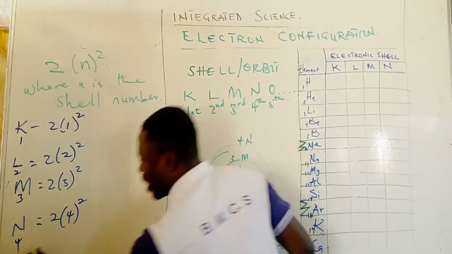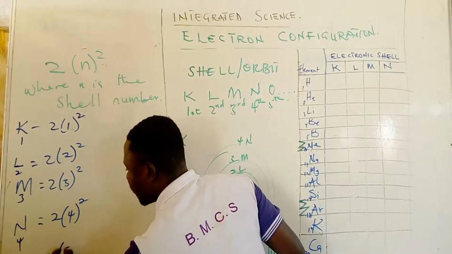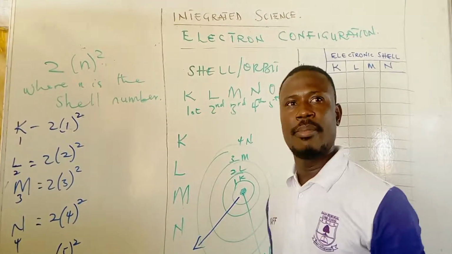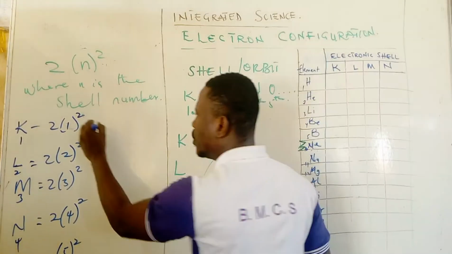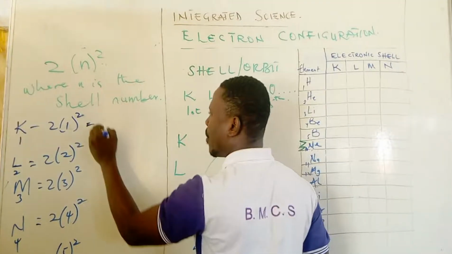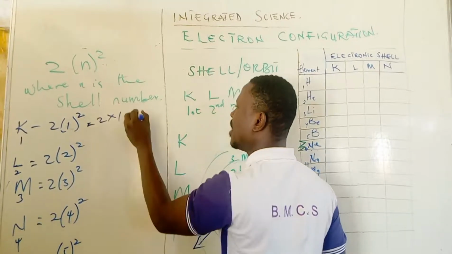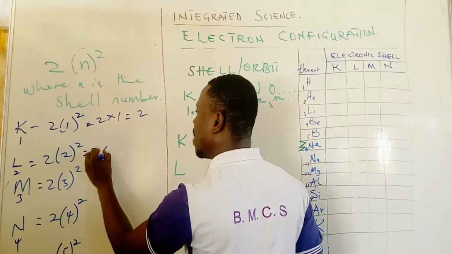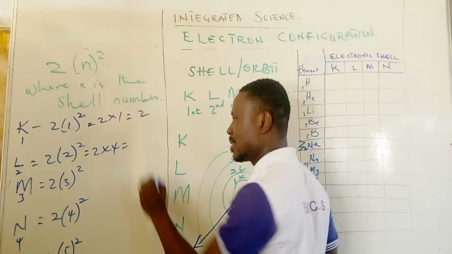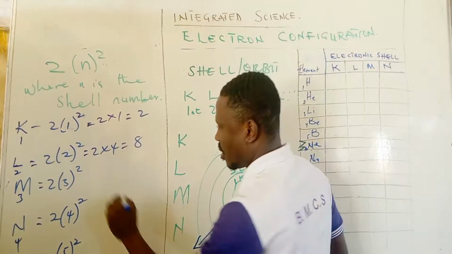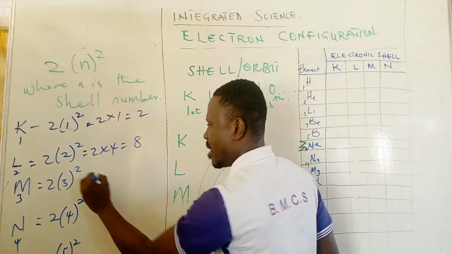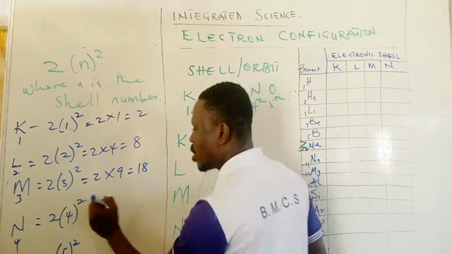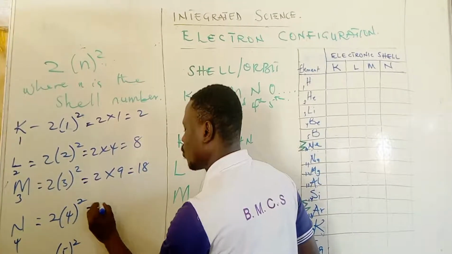K gives us 1 squared, which is 1, so we have 2 times 1, and that is giving us 2. 2 squared will give us 4, which will give us 2 by 4, and that we are going to get 8. 3 squared is giving us 9, therefore we have 2 by 9, and that gives us 18. We have 4 squared is 16, so we have 2 times 16, and that gives us 32. I wish you would solve the last one on your own as usual. Let's focus on the first 4 for the first 20 elements.